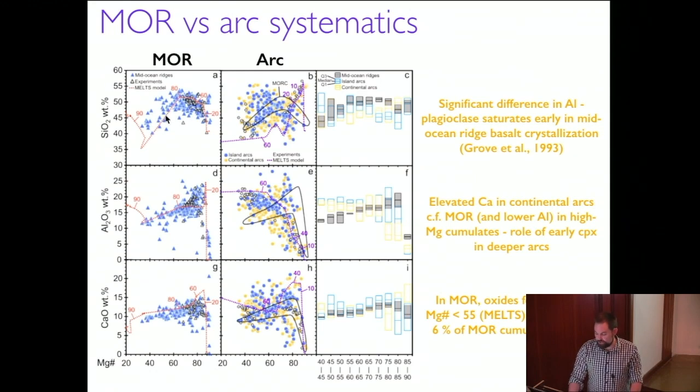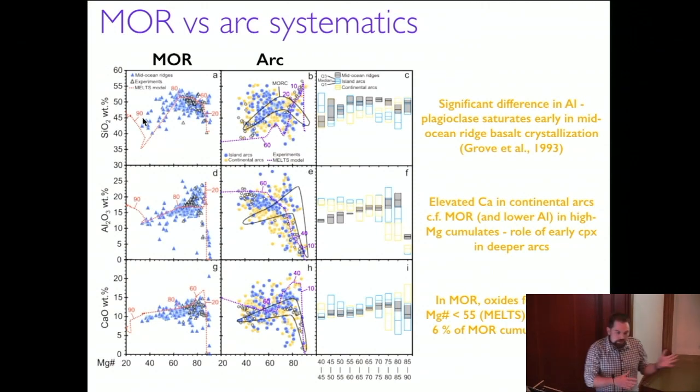So let's start with the mid-ocean ridge environment. In the mid-ocean ridge environment, you see a very good correlation between the MELTS model for a variety of elements and the observed cumulate array, which once again overlaps very nicely with experimentally derived cumulates. The red lines, by the way, represent the MELTS model, and the numbers here are the degree of fractional crystallization.